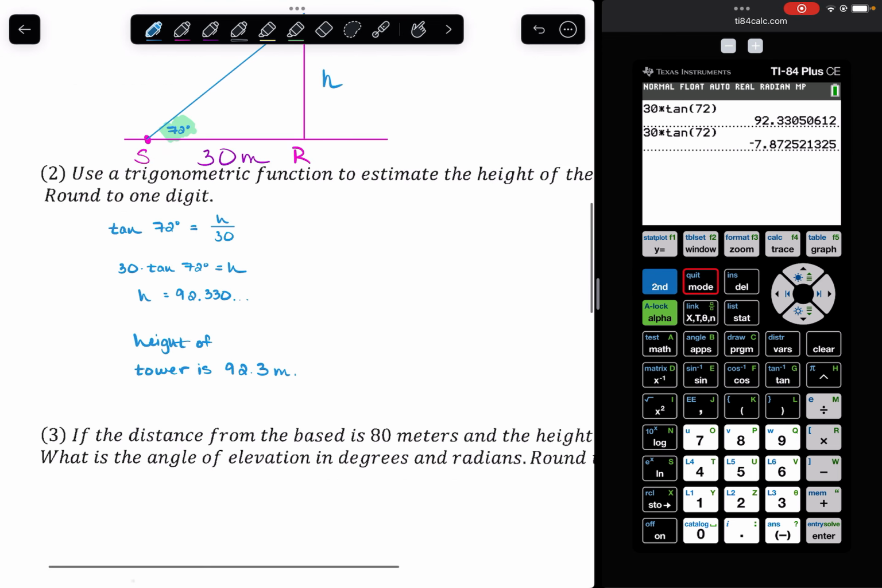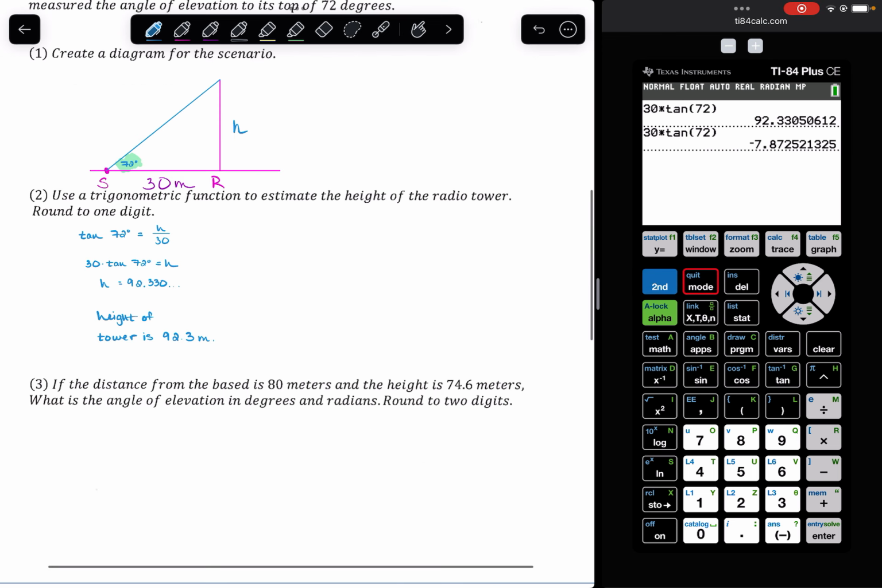All right, next question. If the distance from the base is 80 meters and the height is 74.6 meters, what is the angle of elevation in degrees and radians? All right, so we're asked for two things, one degree answer, one radian answer.